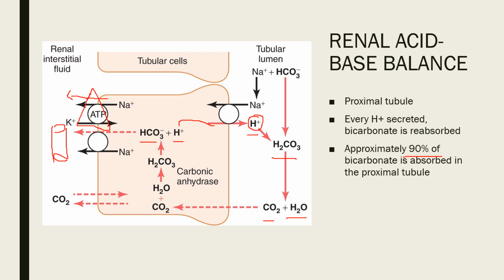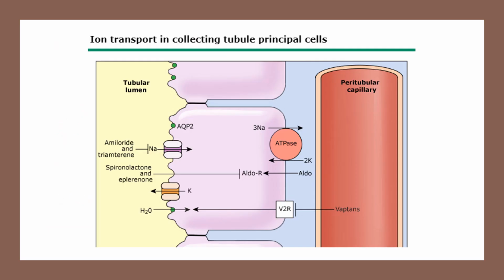cotransporter. So the take home message from proximal tubule is most of the bicarbonate is reabsorbed here, most of everything else is reabsorbed here, and for every hydrogen ion that is secreted, 1 bicarbonate is reabsorbed into circulation. This is all I need you to remember.